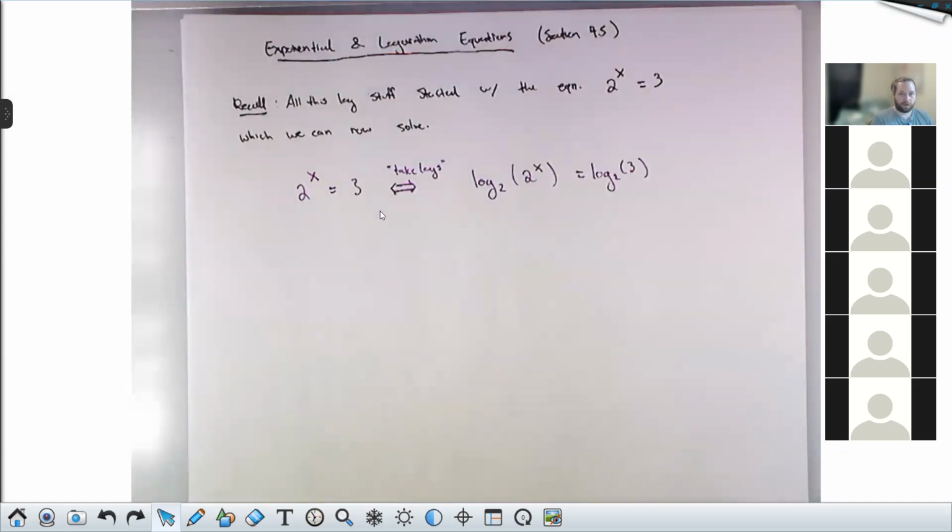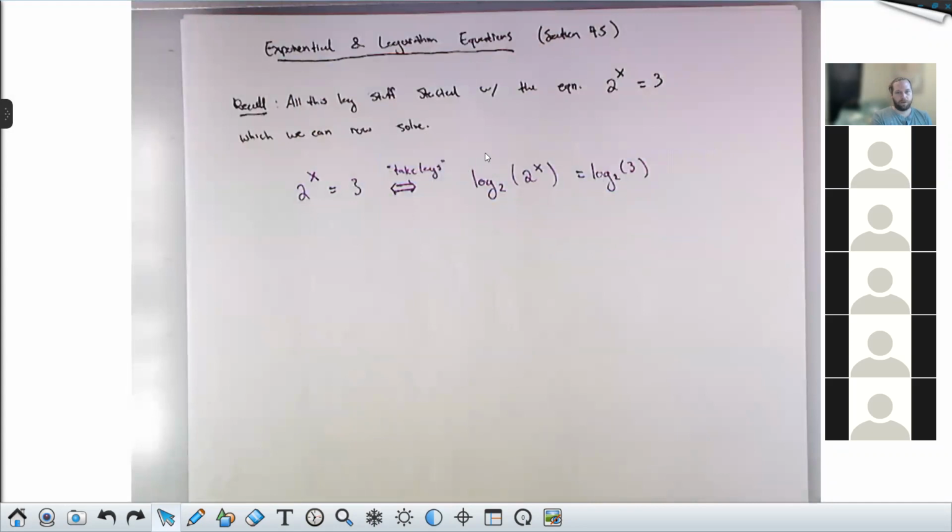We're allowed to do this because the logarithm is a one-to-one function. So if these things are equal, these things must be equal. And if these things are equal, these things must be equal. Hence the if and only if symbol here. Think of it like taking square roots on both sides. Same sort of thing, right? You put both sides of the equation into a square root. Or cubing both sides. You put both sides into the third power. Here we are putting both sides into the logarithm, so we call it taking logs.